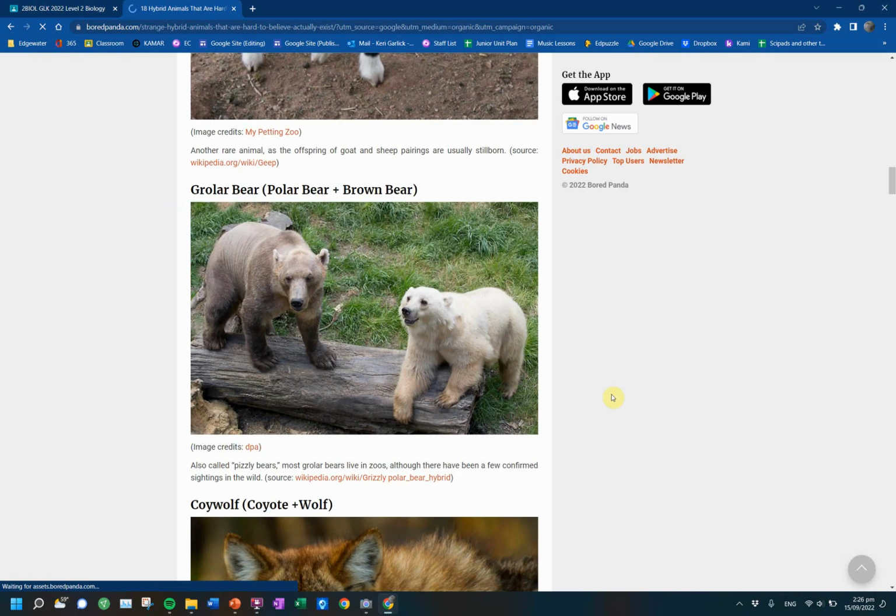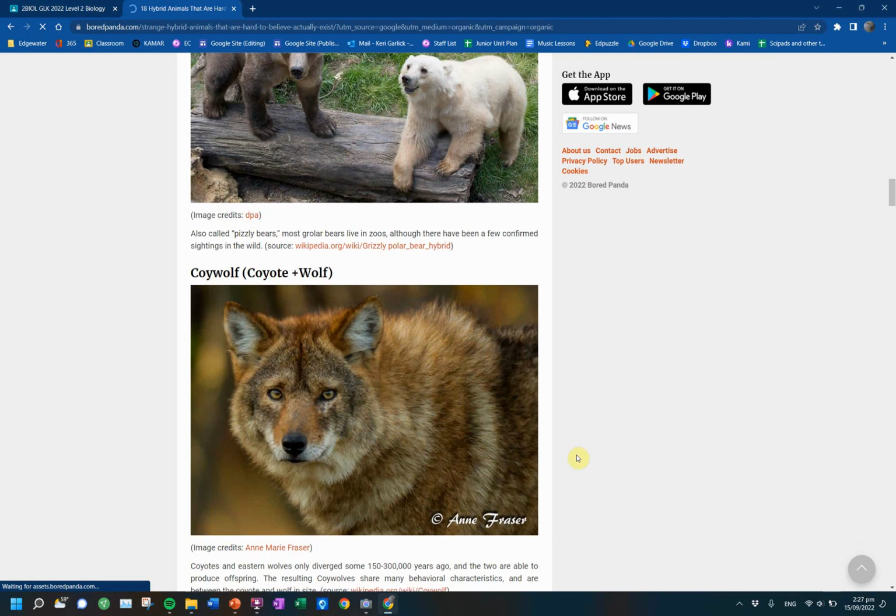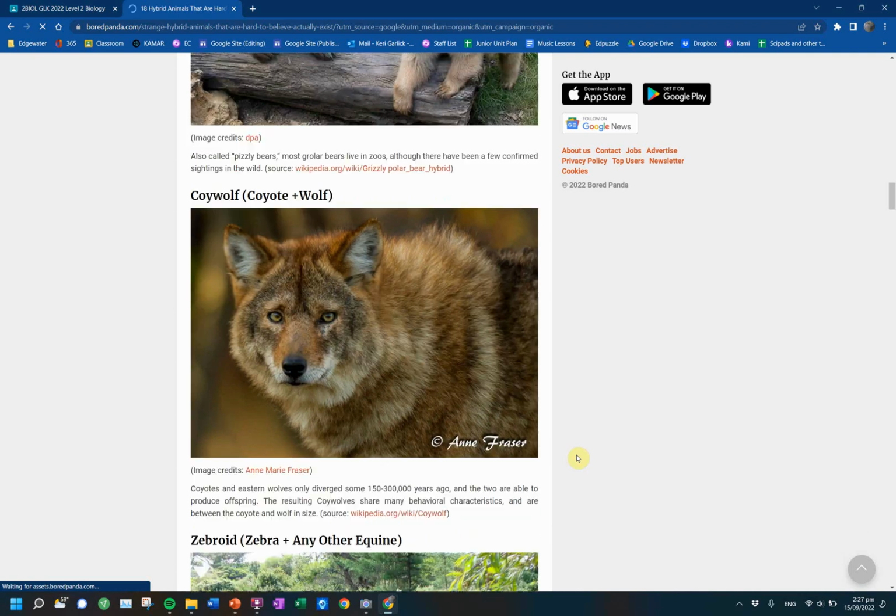This is happening a lot because of climate change, and so the polar bears are moving closer into the brown bear territories. This is a brown bear, the same thing as a grizzly bear. I guess so, because it's saying grizzly bears. So I'm guessing maybe? I don't know. This is a coyote and a wolf. Yeah, coyotes are small animals.